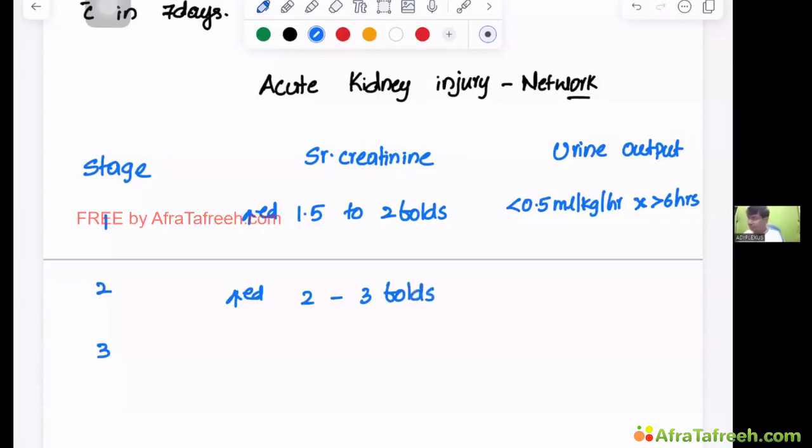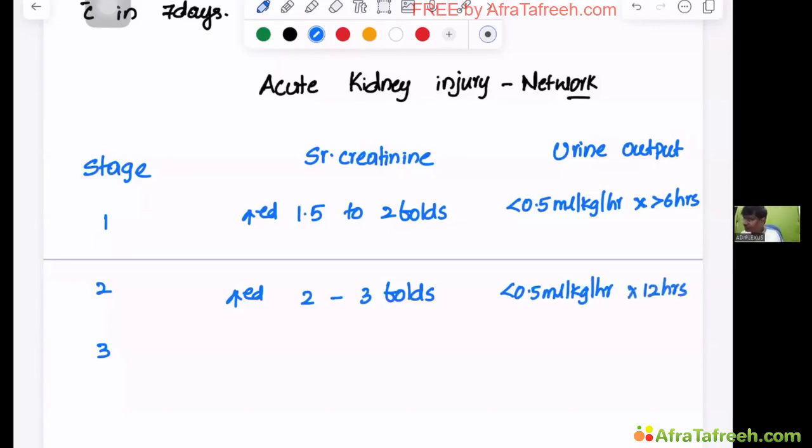Whereas urine output, if you see, it will be less than 0.5 ml per kg per hour for nearly around 12 hours, right? For nearly around 12 hours. That is the urine output.